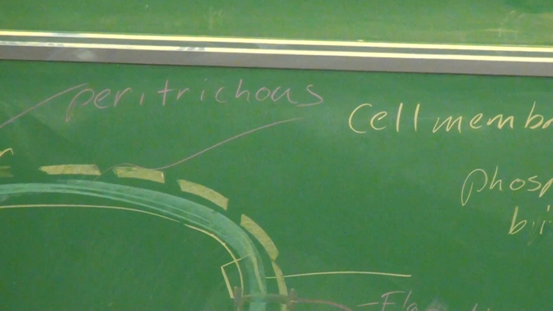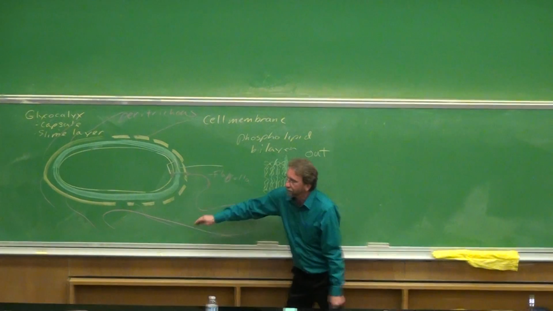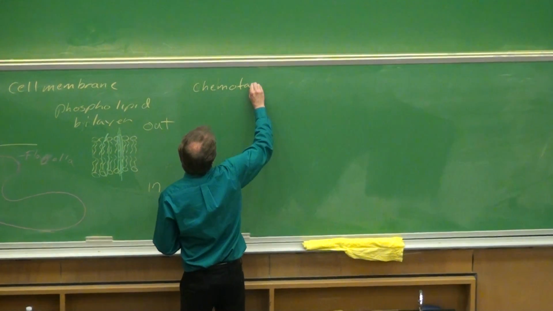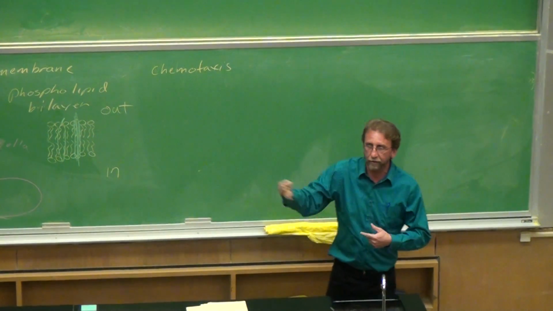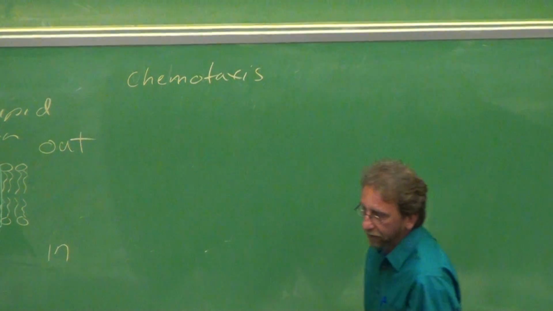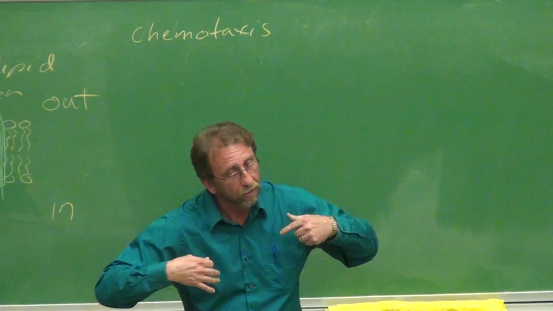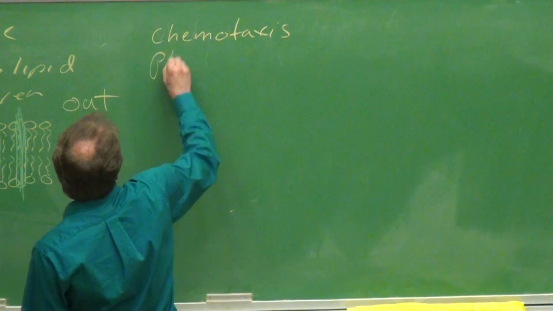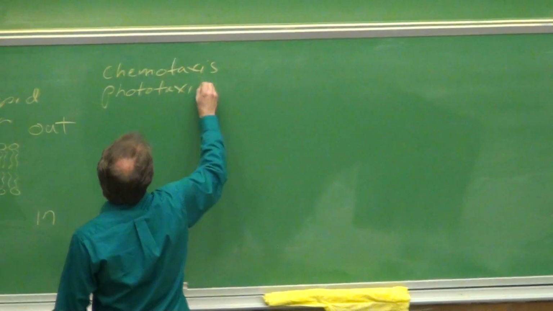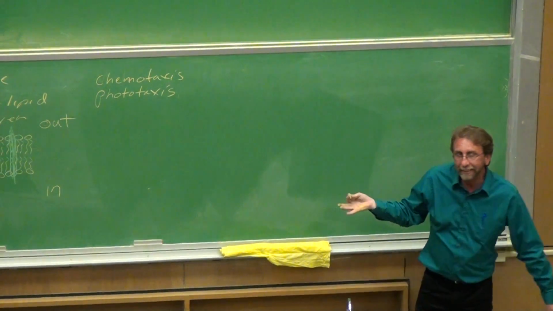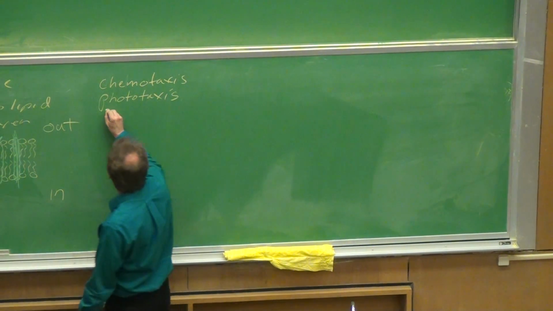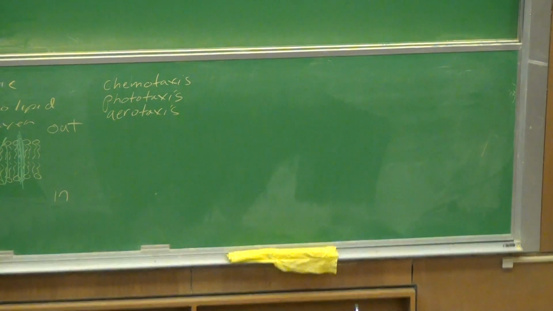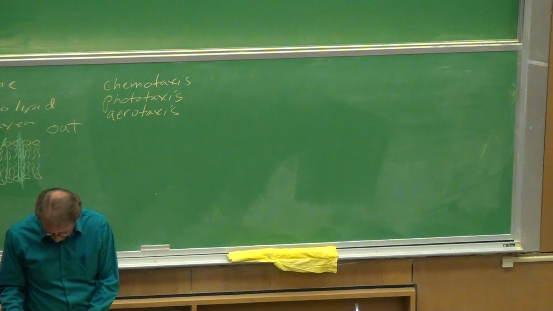Now, when bacteria move, they're responding to their environment, and that response can come in a number of ways. It can be by chemotaxis, in which they're responding to molecules in the environment that are either attracting or repelling them. That can work either way. You can have phototaxis, where a microbe is moving towards light, or aerotaxis, where it's moving towards oxygen or away from oxygen, depending on the microbe's need.